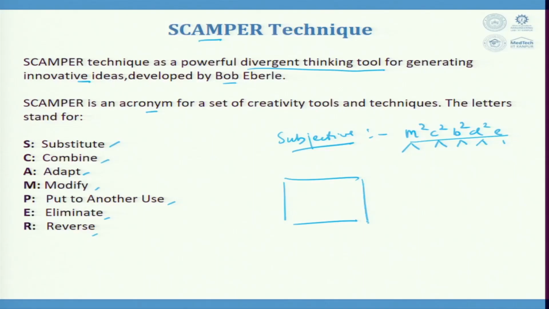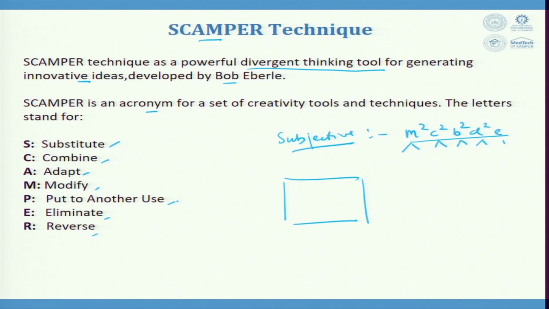Modify is when you change, for example, you have a rectangle. A square is a special case of a rectangle. So I modified a rectangle into a square, that is modify, right.